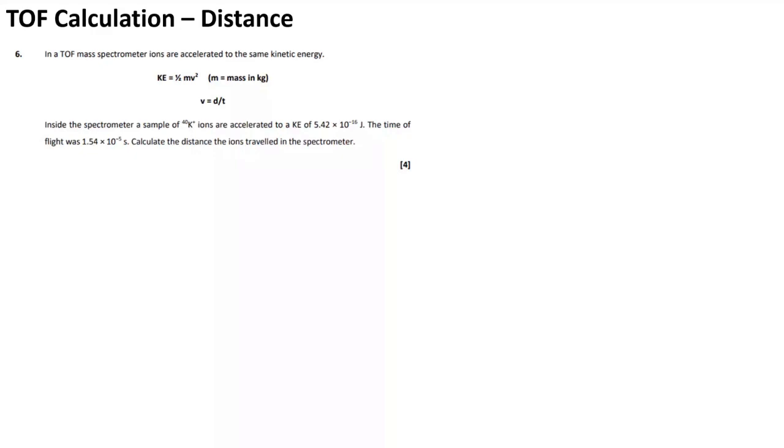In atomic structure, probably the hardest calculations you have to do are the time of flight calculations for mass spectrometry. The main reason for that is just because it involves the trickiest rearranging. It involves a lot of numbers in standard form. And there's loads of places where you can just make silly little mistakes when typing it into your calculator, basically.